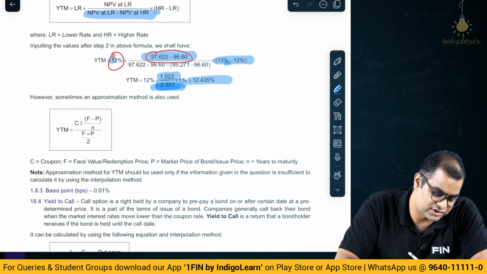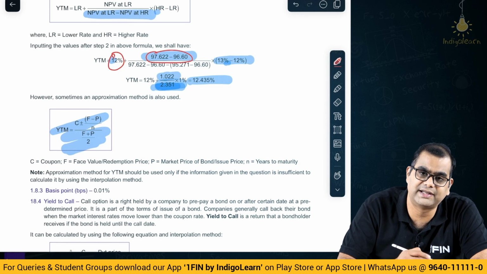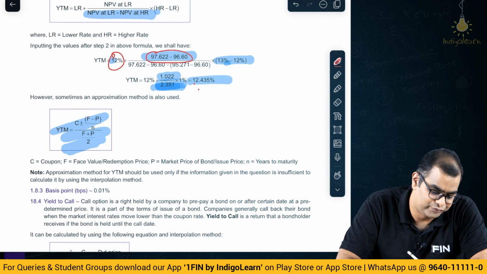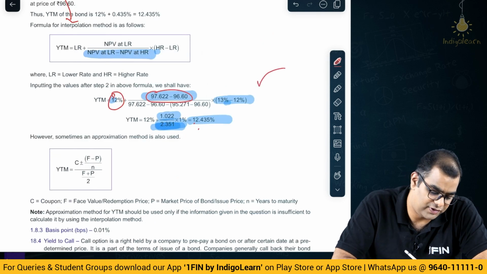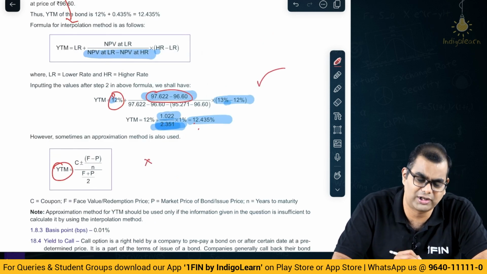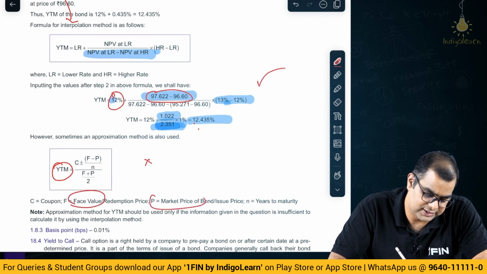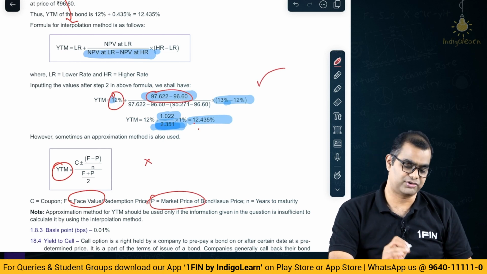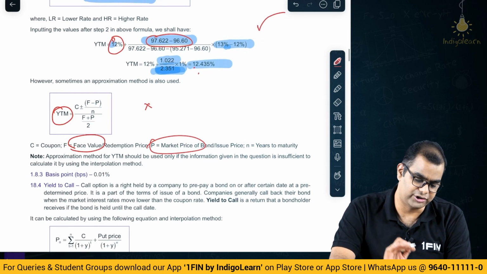Sometimes there is also a method where you approximate it. This I usually don't like, but in case they ask you to give an approximate method, you can give it, or you can do this also. They will not deduct any marks if you do it the right way. So what is the formula? This is an approximate method. I typically don't like it. The formula is coupon plus or minus the face value or redemption value minus the market price divided by the maturity, whole thing divided by the average of the current price and the redemption value. This is a very approximate method. You will typically not get the right answer. So I would definitely not use it.